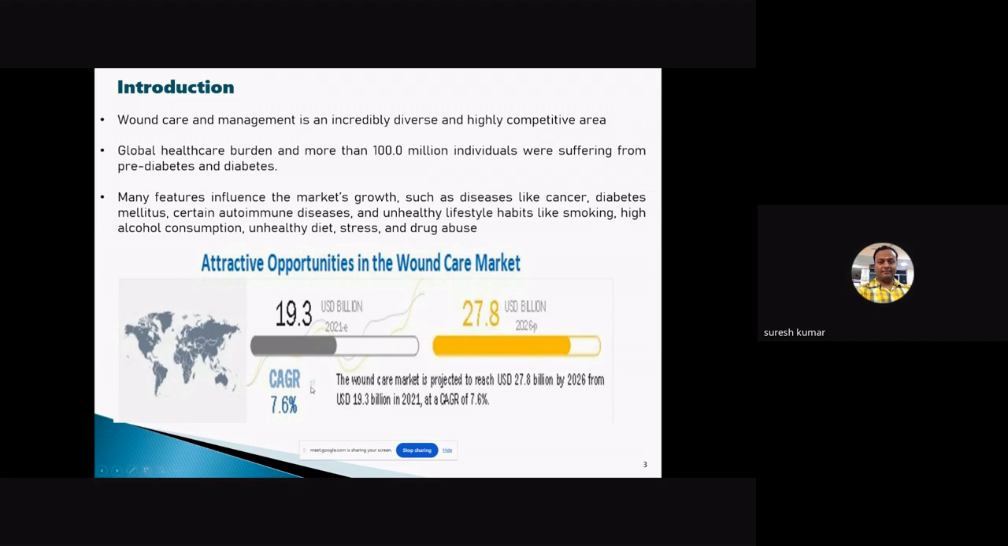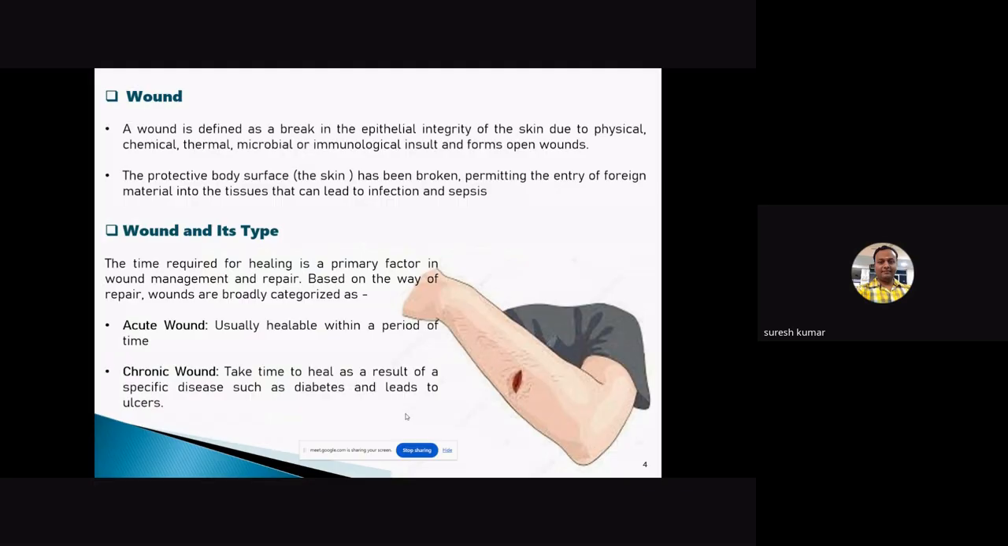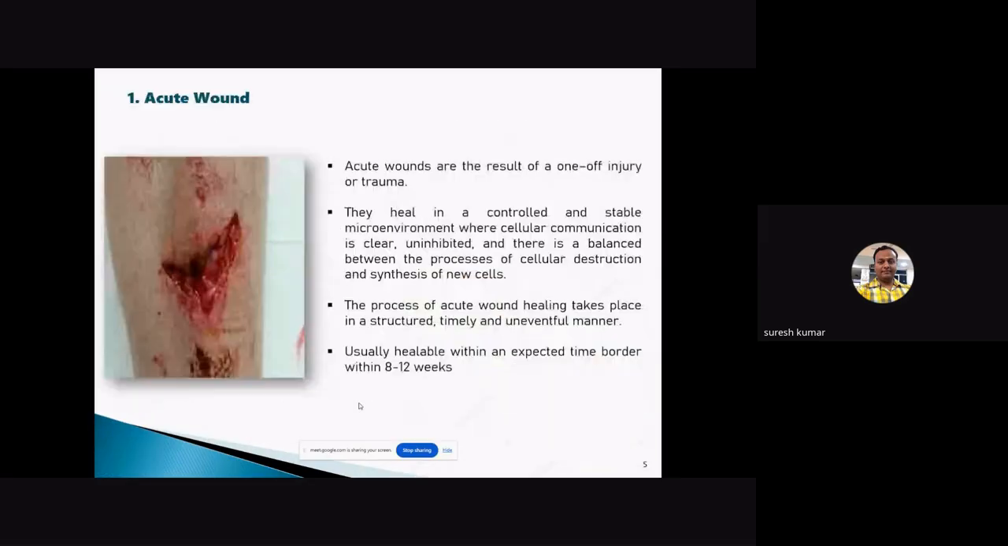This is the compound annual growth rate. We can see a 7.6% increase, from 19.3 billion US dollars in 2021 to 27.8 billion by 2026. Very simply, a wound is defined as a break in the epithelial integrity of the skin due to physical, chemical, thermal, microbiological, or immunological insult. There are 2 different types of wound. One is the acute wound, which is sudden and healable within a period of time, and the chronic wound, which takes much longer but is also a result of specific diseases. One of the reasons is diabetes, which leads to ulcers.